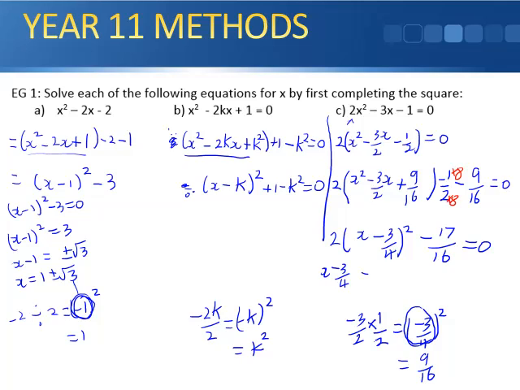So x minus 3/4 will equal plus and minus the square root of 17 over 32, and then add the 3/4. So x equals 3/4 plus and minus the square root of 17 over 32. It's the whole thing square rooted, so I haven't changed it. Hopefully I've got that one right, or else I'll be in trouble.